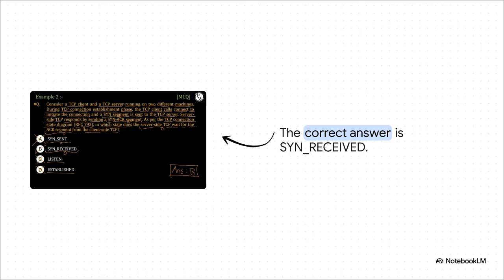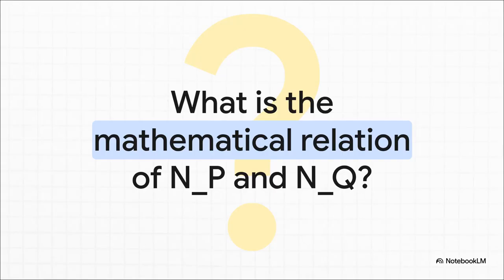This just goes to show that having a mental map of the state machine is your absolute cheat code for these kinds of problems. All right, let's tackle a slightly harder one, a multiple select question, or MSQ, testing our grasp of those buffer variables and sequence math. And since it's multiple select, keep in mind there could be more than one right answer here. Client P connects to server Q. P's initial sequence number is NP. Q's acknowledgement number in the reply is NQ. So which statements are correct?